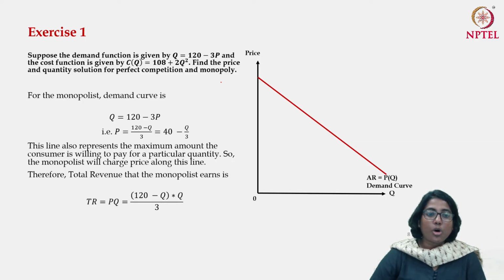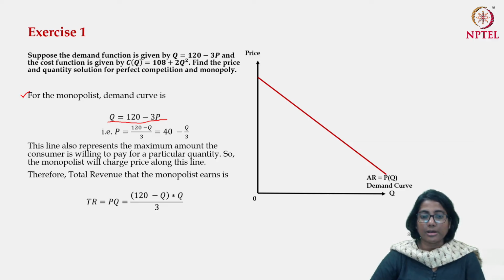It's also given that the cost function is given by C(Q) equal to 108 plus 2Q square. So the objective is to find out the price and quantity solution for both the monopolist as well as the perfectly competitive market, and we'll understand where the difference lies. So we start with the monopolist. For the monopolist, this is the demand curve, Q equal to 120 minus 3P.